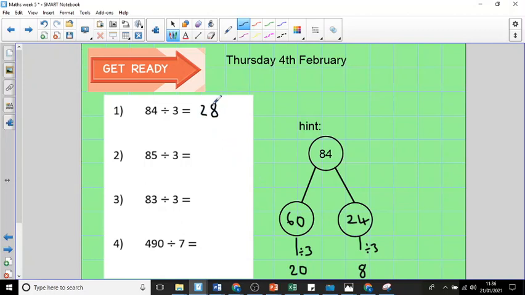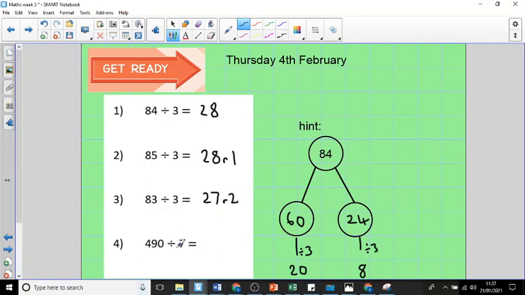Then from here, I didn't need to do much more work because I know that 85 is one more than 84. So I know that if 84 divided by 3 is 28, this must be 28 remainder 1, because it's one more and I couldn't make another 3. And if I go one less than 84, I must have less lots of 3. I would have 27, and the highest remainder I can have is remainder 2.